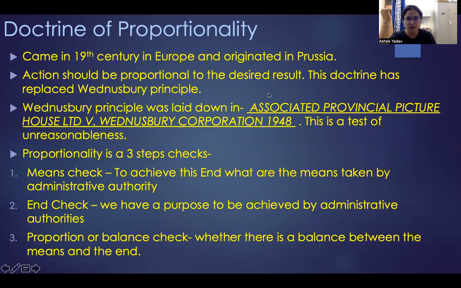So what was the Wednesbury principle? The Wednesbury principle was laid down in the case of Associated Provincial Picture Houses Limited versus Wednesbury Corporation, 1948. It is a test of unreasonableness. So when we talk about the Wednesbury principle, we are basically testing for unreasonableness, right? Now under this doctrine, proportionality is a 3-step check. What are the things that you check under this doctrine? It is first the means check, second the ends check, and third the proportion or balance check.